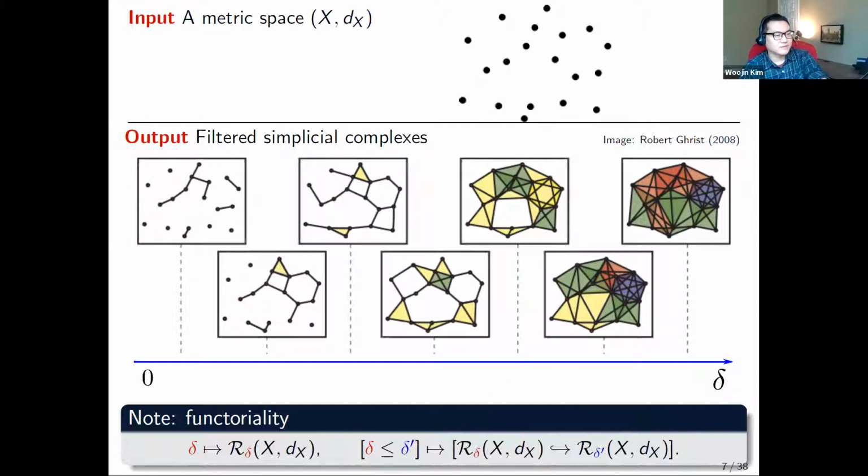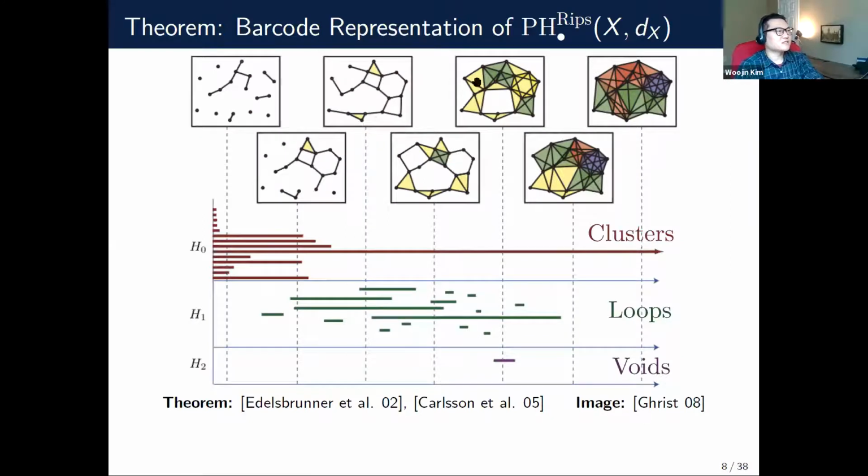This is called functoriality, and it plays an important role in topological data analysis. So by applying the homology functor to this filtration, we obtain the so-called Rips persistent homology of the metric space. If the functor was taken with some field coefficients, then we can represent this persistent homology as the so-called barcode or persistence diagram, which is a fundamental theorem in topological data analysis. These barcodes encode multi-scale topological features of the given data set.